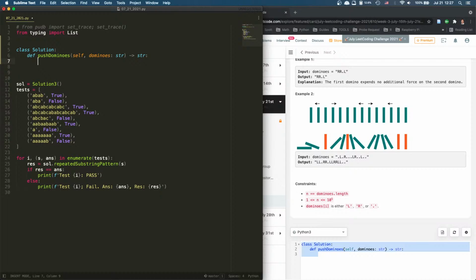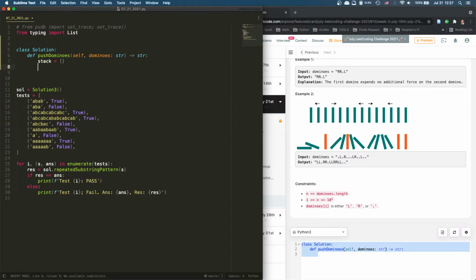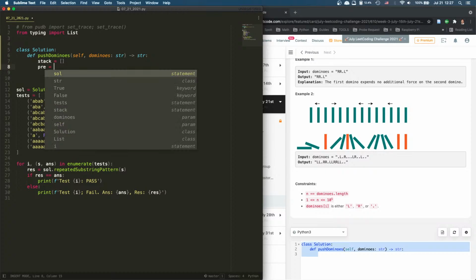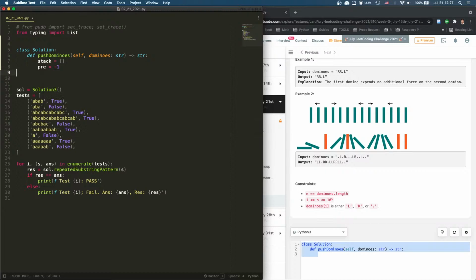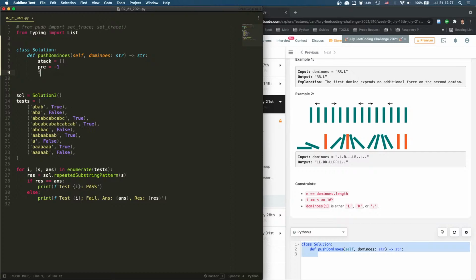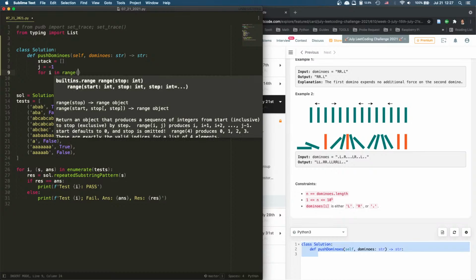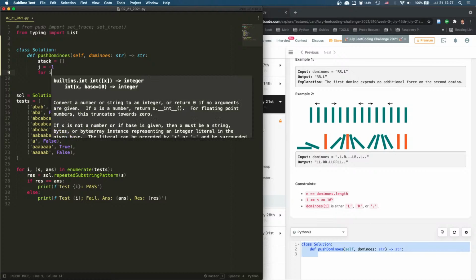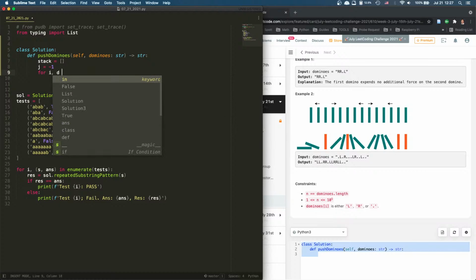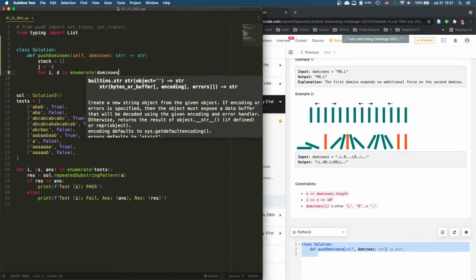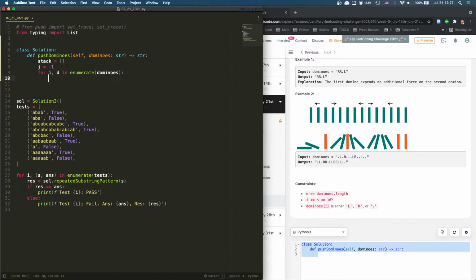Different requirements as well. So I'm gonna have a stack, and then we're gonna have the pre and a current, right? So pre, the position is going to be -1 actually, I think, and for current, let's just call it j. J is -1. For i in range. All right, let's not do this. Let's do a better one. For i, d in enumerate dominoes, right?